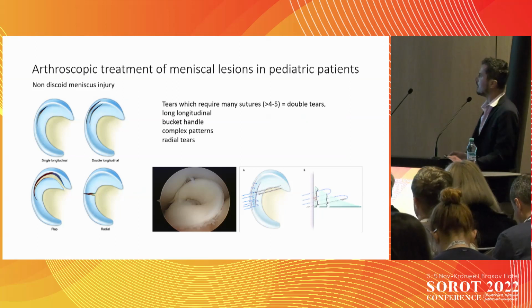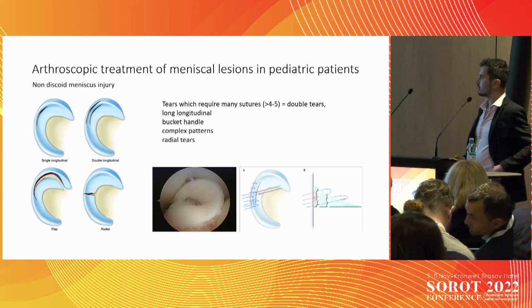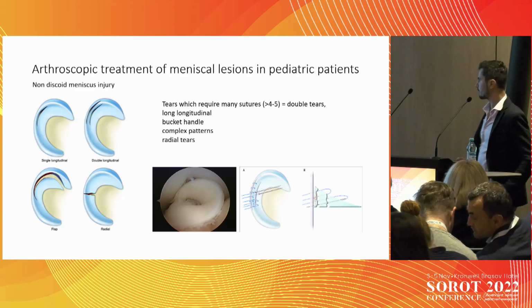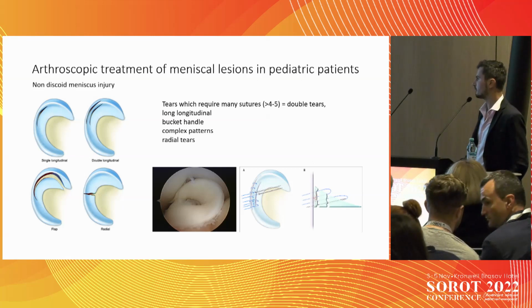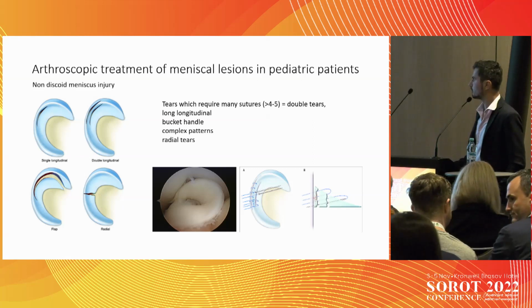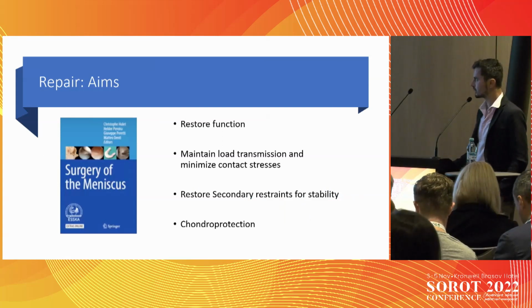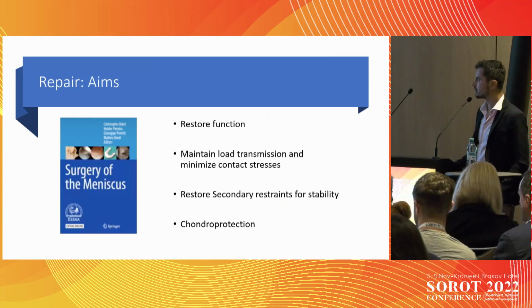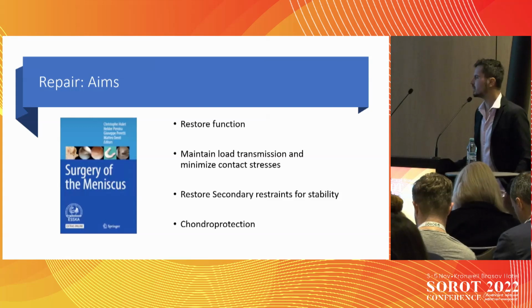Okay. And what happened about non-discoid meniscus injury? You have a lot of tears: simple longitudinal, double longitudinal, flap, radial, complex patterns, and bucket handle. Why repair? Because we have to restore the function, maintain load transmission, minimize contact stress, restore secondary restraint for stability, and it's a chondroprotection, of course.